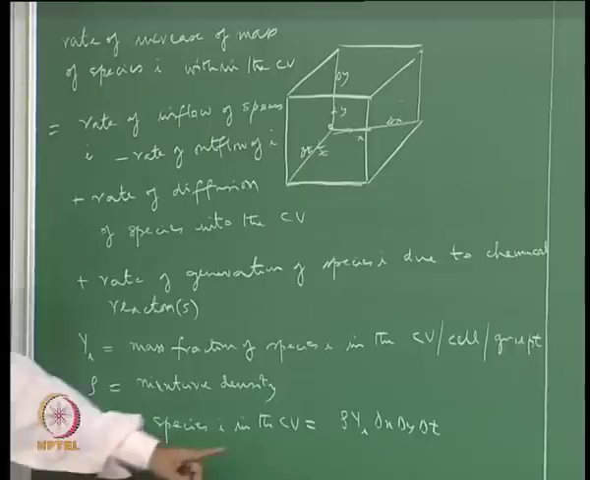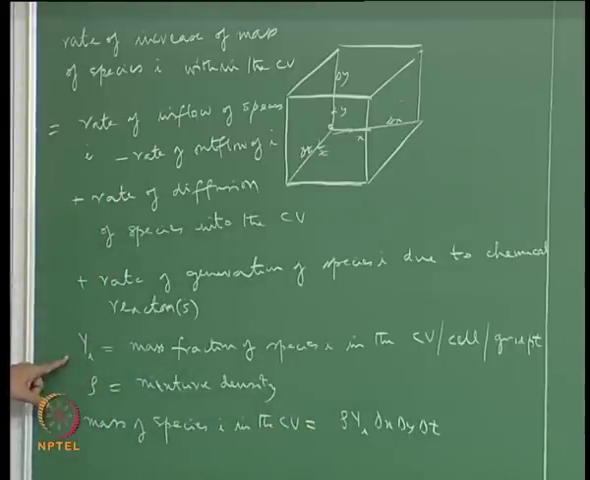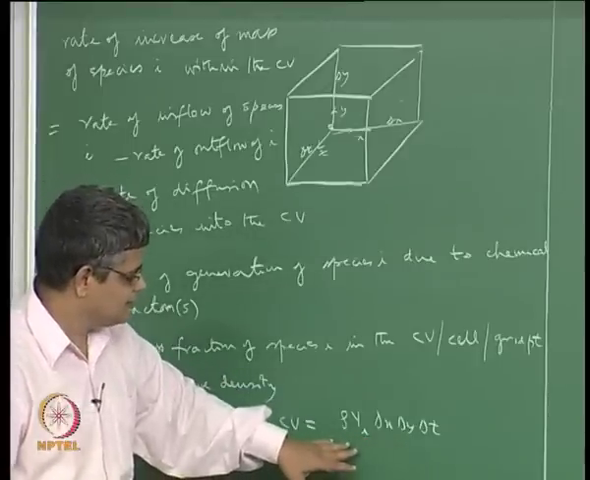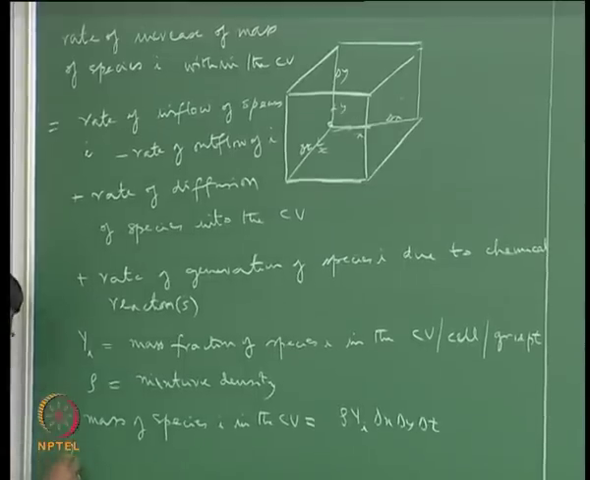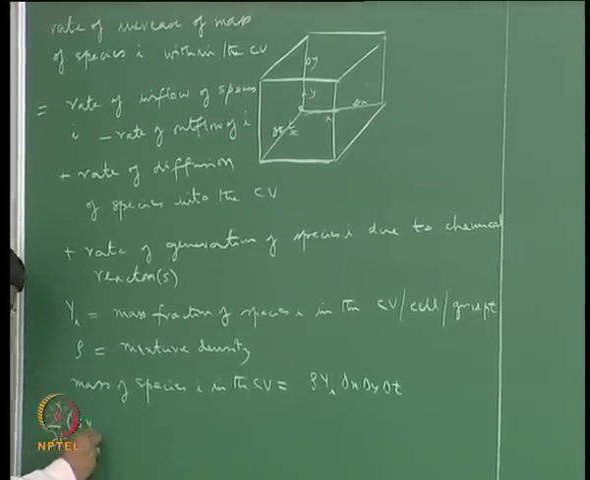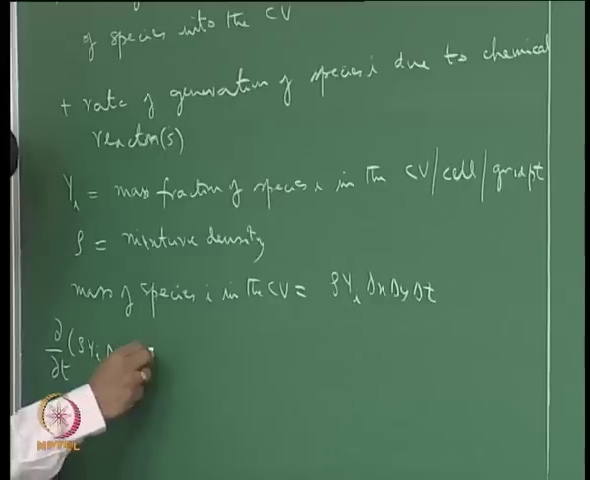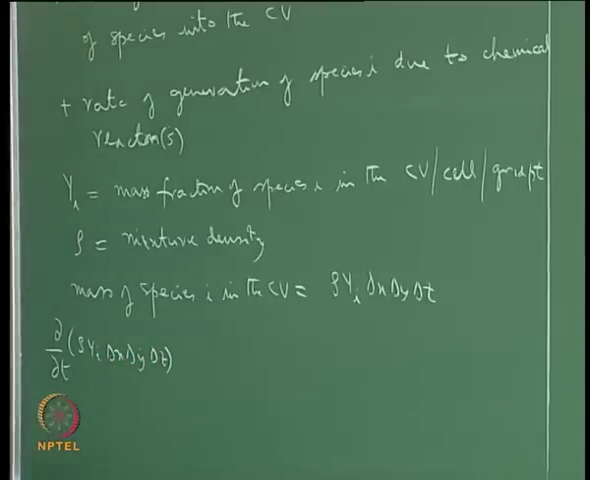Okay. So, from this we can say that yi is the mass density of the species I per unit mass within that control volume. Okay. So, it is some sort of a specific quantity representing the concentration of species, but we must note that this is the mass fraction of species here. So, using this we can write down the first expression as dou by dou t of rho yi delta x, delta y, delta z, and this is equal to rate of inflow of species.